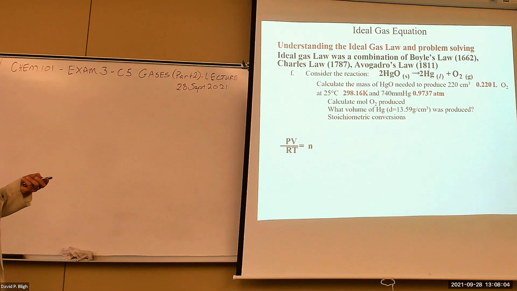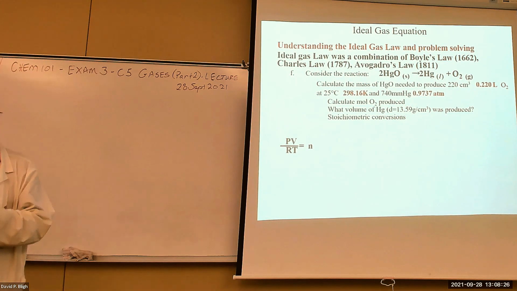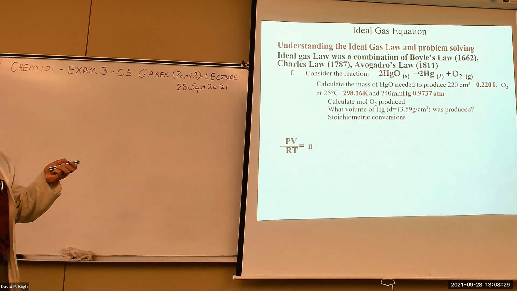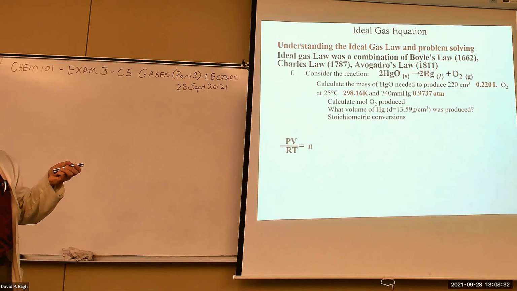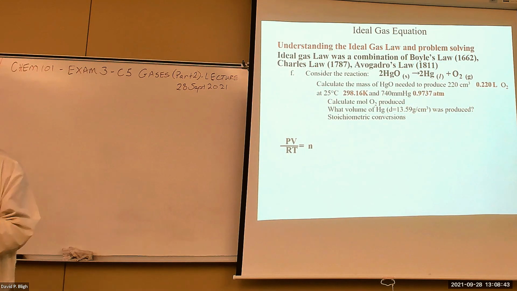So what was the original? Calculate the mass of this one needed to produce. Okay. Calculate moles of oxygen produced. What volume of mercury was produced? Okay. In order to do that, we need to know the moles of mercury. And this is our conversion factor. So we've got to find the mass of mercury. So notice that we have the same number of moles as mercury(II) oxide. We already know that value. And we just need to convert that to mass of mercury, and then we can use this conversion to find out the volume.